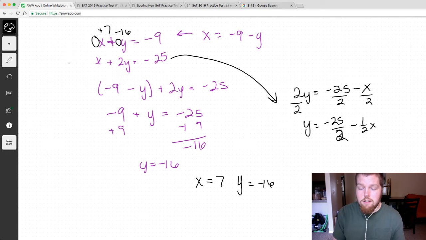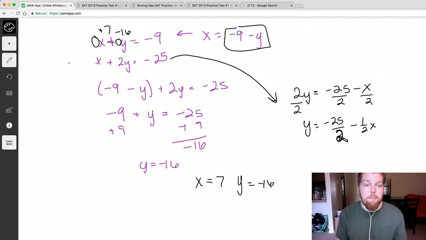And this isn't the easiest equation to work with. I've got an improper fraction that I can't reduce, and I've got a fractional element times my other variable. And that's not as easy to substitute in as negative 9 minus y, which is really easy to substitute in. So whichever equation has the least amount of coefficients, definitely solve for that. And that'll get you through the problem the fastest.